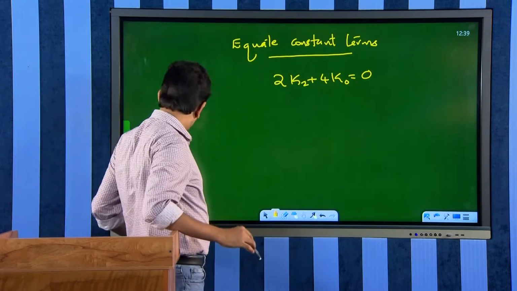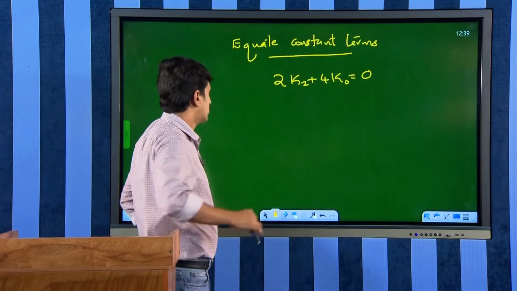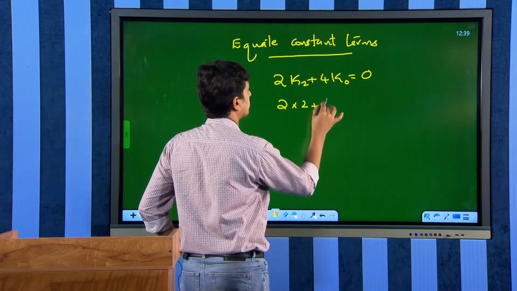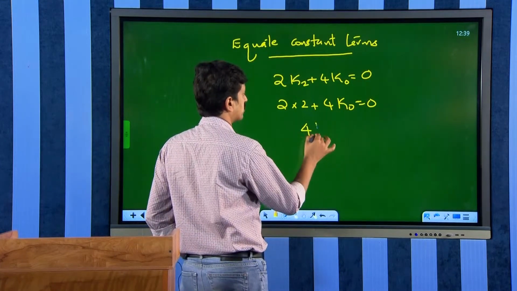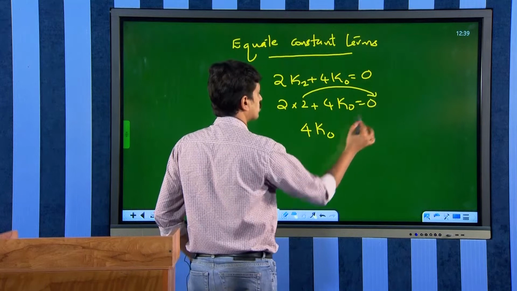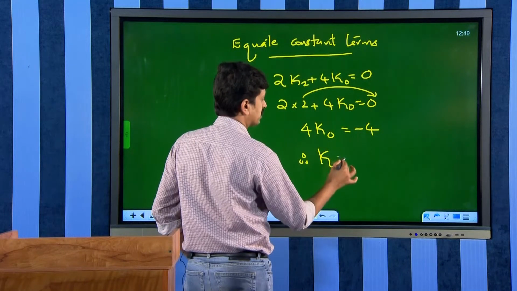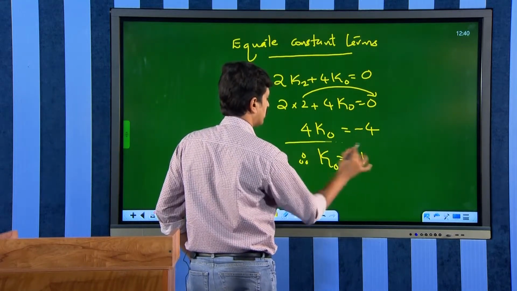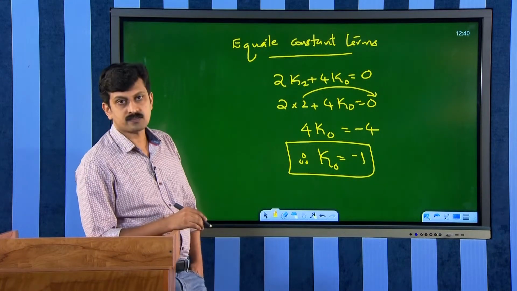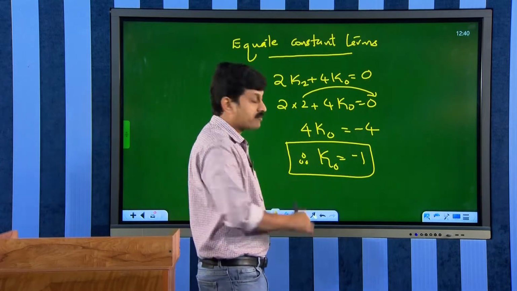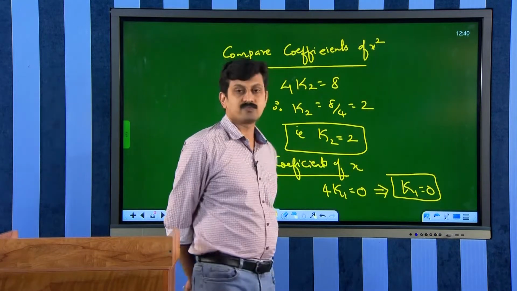We already found the value of k2 is equal to 2. Therefore, we have 2 into 2 plus 4k naught is equal to 0. So 4k naught is equal to minus 4, since 2 into 2 is 4. Therefore, k naught is equal to minus 4 by 4, that is minus 1. So, dear students, we found k naught is equal to minus 1, k1 is equal to 0 and k2 is equal to 2.